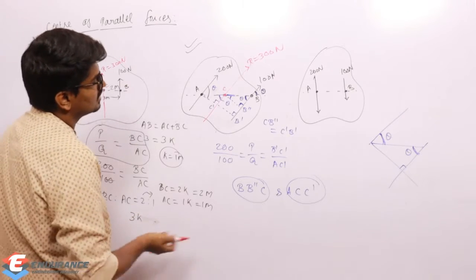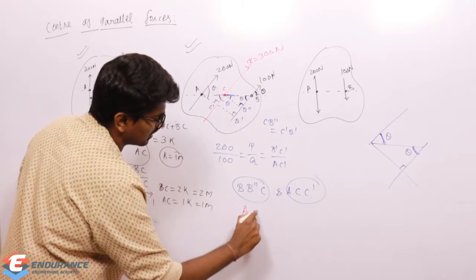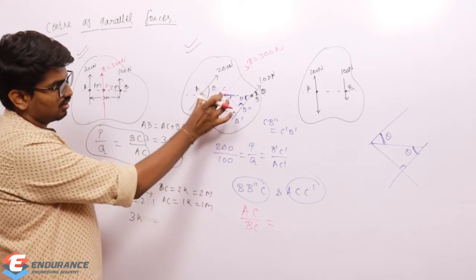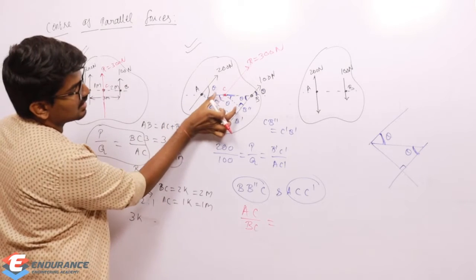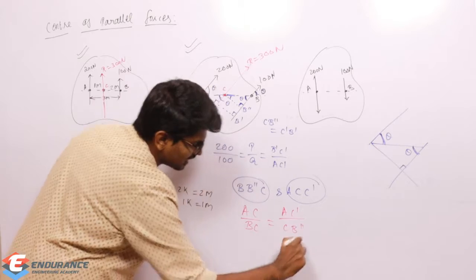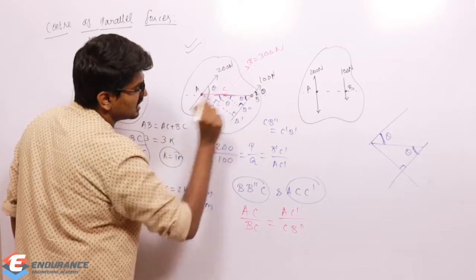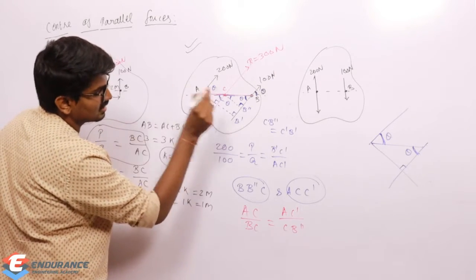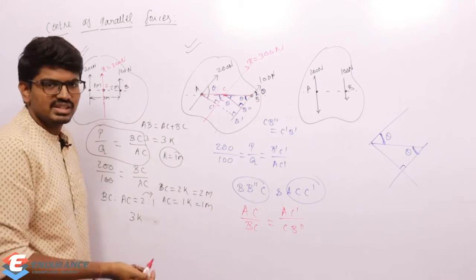So what can I do? Simple, I can use this logic. AC by CB, or AC by BC, will be equal to what? That is the ratio of this side by this side. I can equate it with AC dash by CB double dash, right? See, this distance AC by BC will be equal to AC dash by CB double dash. Am I right? I'm just using the similar triangle property.